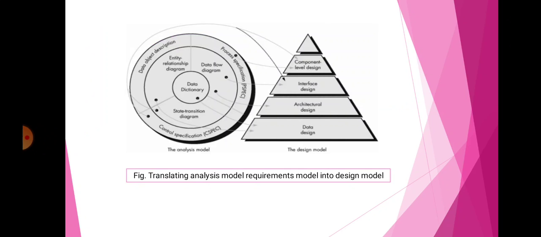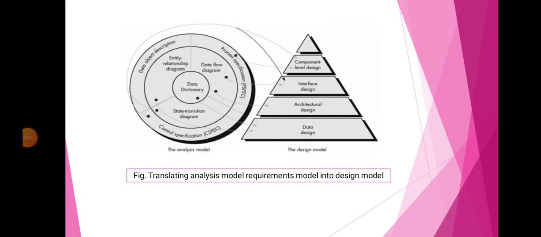Here we are translating the analysis model, that means the requirement model, into the design model. Software design is applied regardless of the software process model that is used. Once the software requirements have been analyzed and specified, software design is the first of three technical activities: design, code generation and test. These are the three technical activities required to build and verify the software.